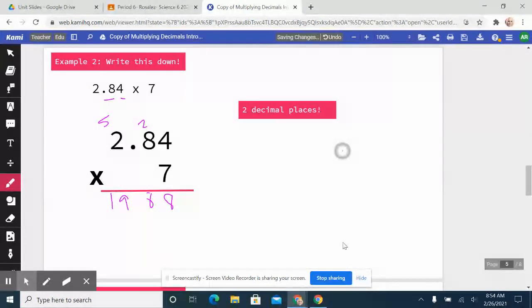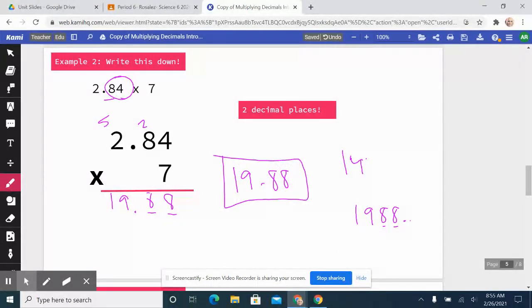So your answer is 19.88. Sorry, I'll write it right here. 1988. And remember I told you that the decimal technically is right there. Well, we needed to move 2 times because there's 2 places right there. So we would move it 1, 2 to the left. So your decimal now sits there. And you get 19.88. So that's what you should write down.